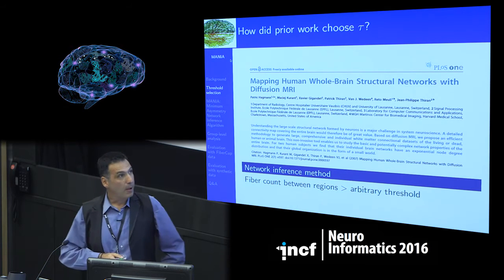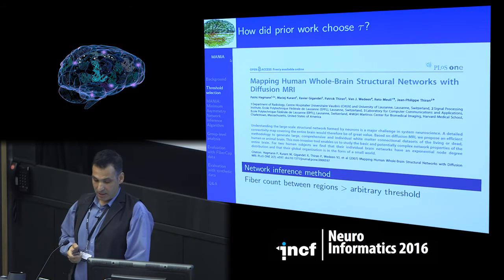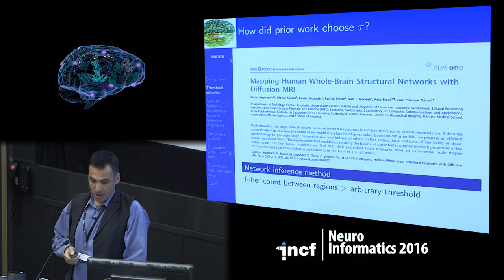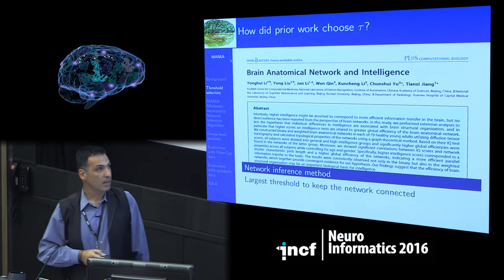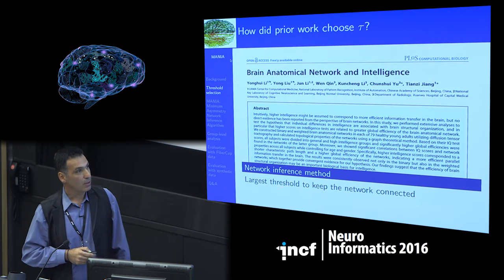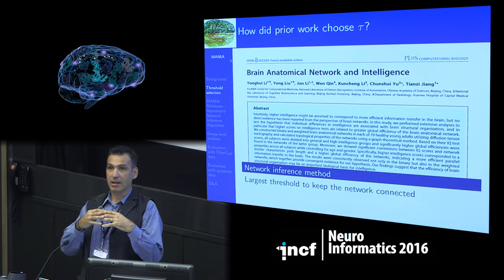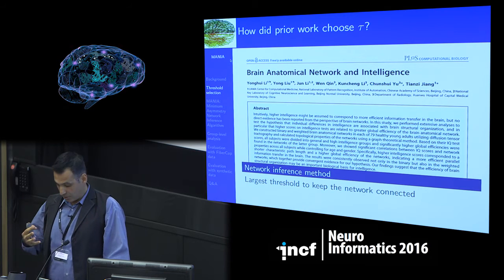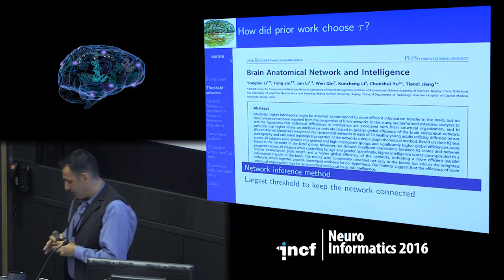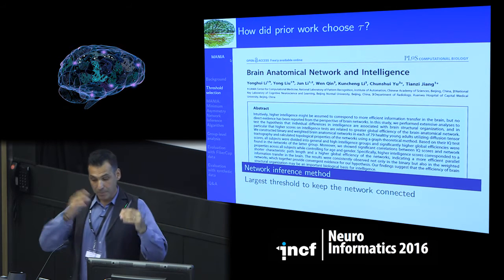Basically, in many cases, there is just an arbitrary threshold, and there isn't really a very good discussion of why that particular threshold was chosen. In some other cases, the researchers have chosen the largest possible threshold that keeps the network connected. Anything larger than that will cause the network to be partitioned. But again, depending on what network you are looking at, the network may in fact be partitioned if you are not really interested in the whole brain.